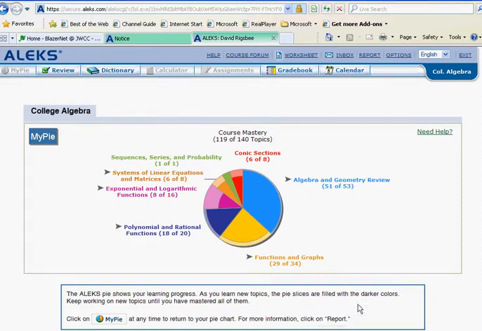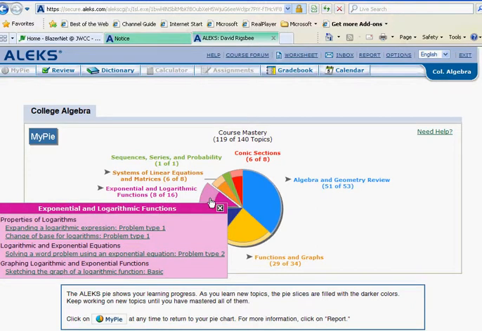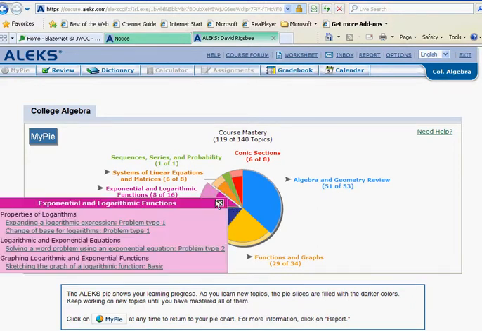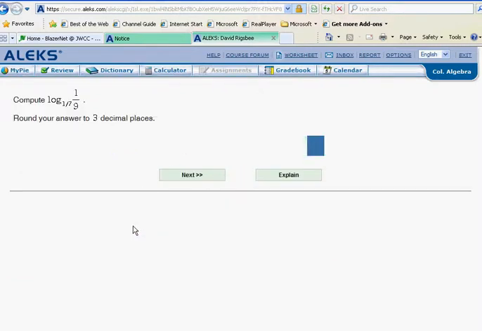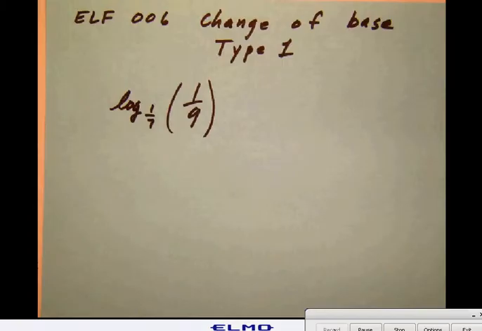Okay, continuing on in our exponential and logarithmic functions in ALEKS College Algebra, let's take a look at change of base for logarithms, problem type 1, and see what we have here. Let's take a look at our notes. And so here is our problem.